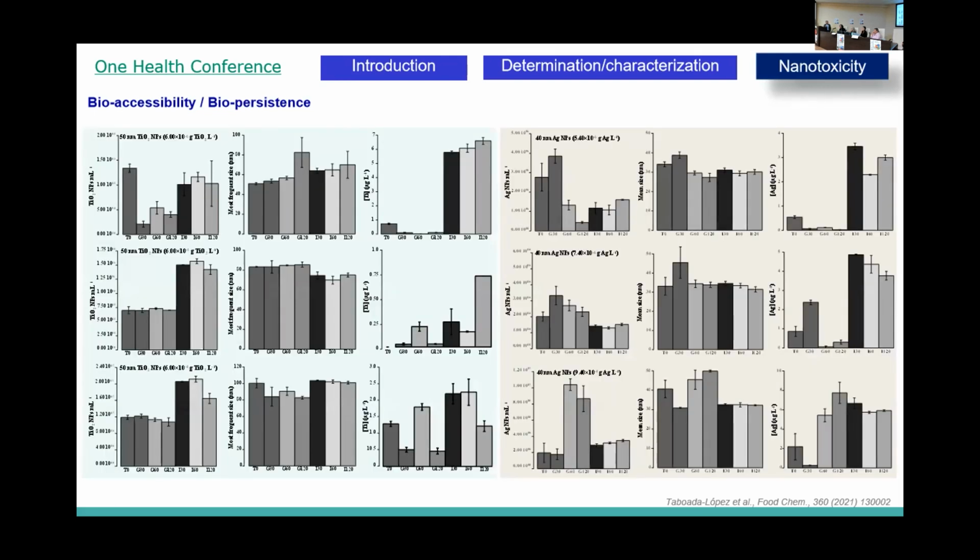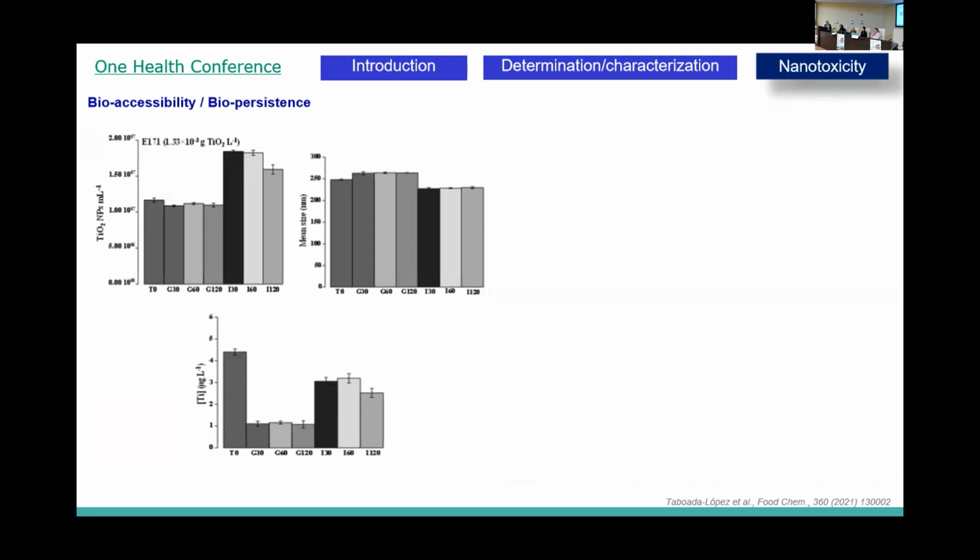So in this slide, I am going to show you very fastly some of the results. In general, we have obtained that there is a decrease in the number concentration during the gastric step and an increase in the number concentration of the nanoparticles in the intestinal step. And this is because mainly, in addition to dissolution or other phenomena that can occur during the process, it is mainly because of agglomeration and dispersion phenomena.